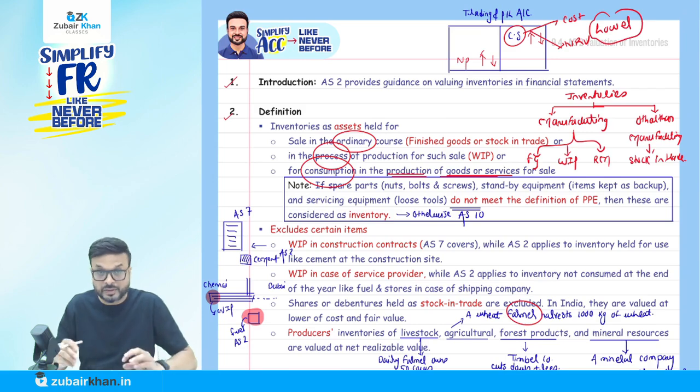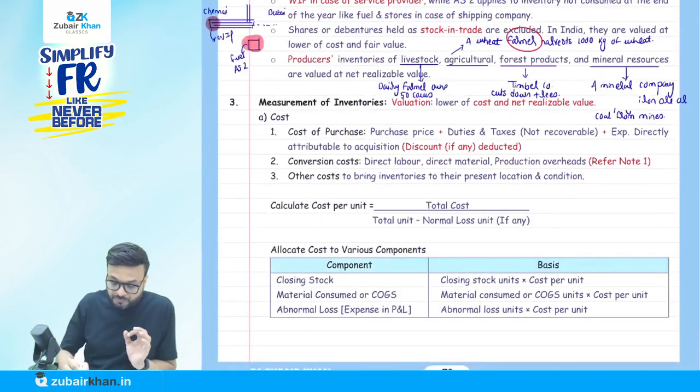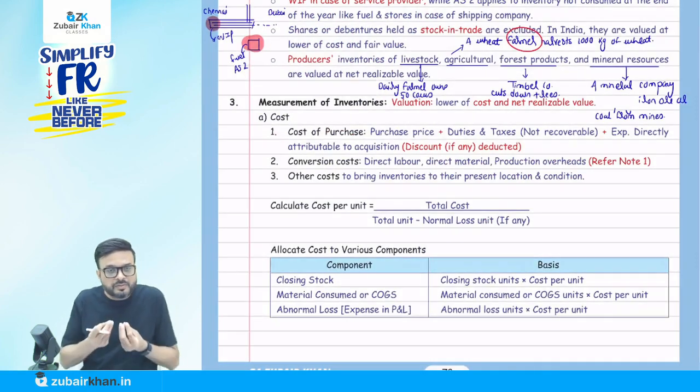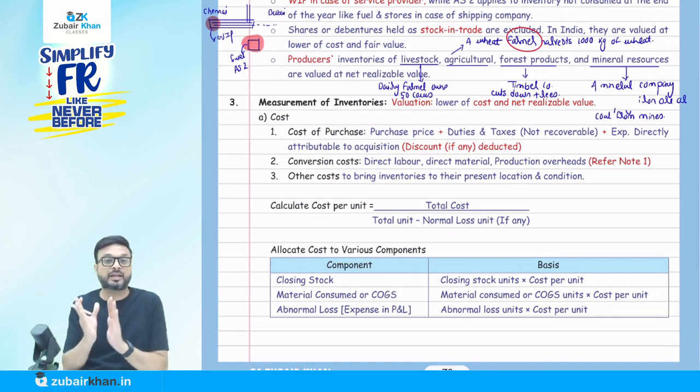Why lower? Why do they use the word lower only? Okay, I will tell you that here. Now, what happened here? They say closing stock should be done at cost or NRV, whichever is lower. So we have to understand what we mean by cost and what we mean by NRV, because they say cost or NRV, whichever is lower.